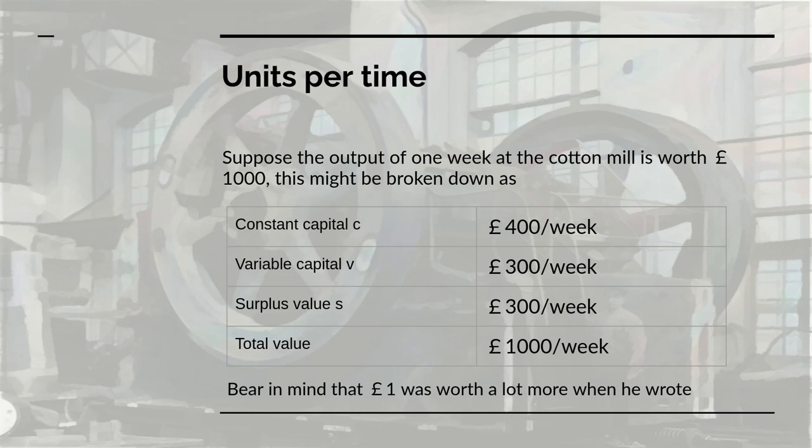Suppose that 1 week's work at a cotton mill is worth £1,000. Obviously, a pound was worth a lot more in the days when he was writing. This might be broken down as constant capital, or small c, £400 a week, variable capital, small v, £300 a week, and surplus value, £300 a week, to give the total value of 1,000. So these are the component parts of the value of the final product. We take the final product to be 1 week's worth of cotton yarn.